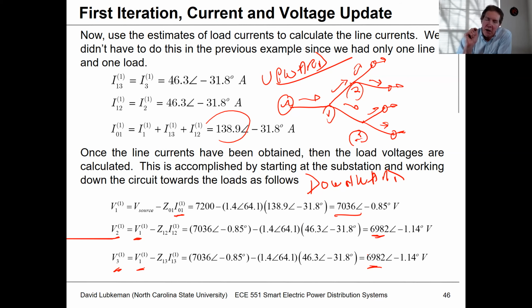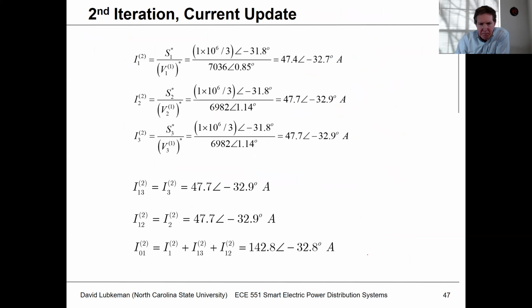So I start with a flat start. I sweep upwards, get all the line currents. I sweep downwards and update all the different voltages. And so it's a fairly straightforward algorithm. And the reason I can simply have an upward or downward sweep is I have no loops. If I have loops like I do in a transmission circuit, then this isn't going to work at all. I've got to use something like Gauss-Seidel or Newton-Raphson. So distribution is a special case as far as doing power flows, if we have a radial circuit.